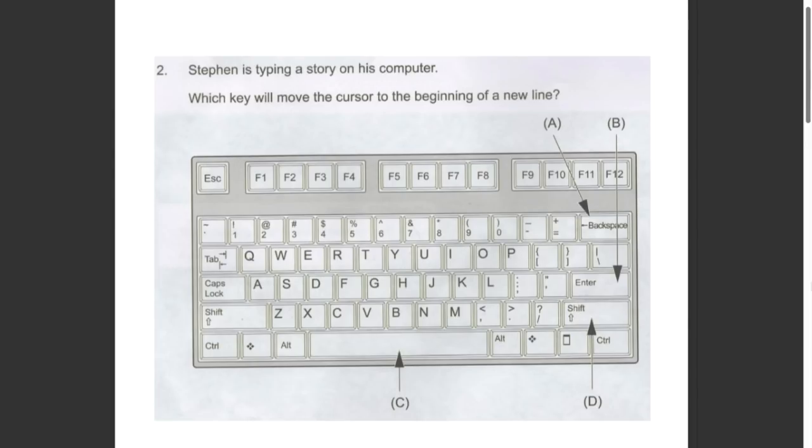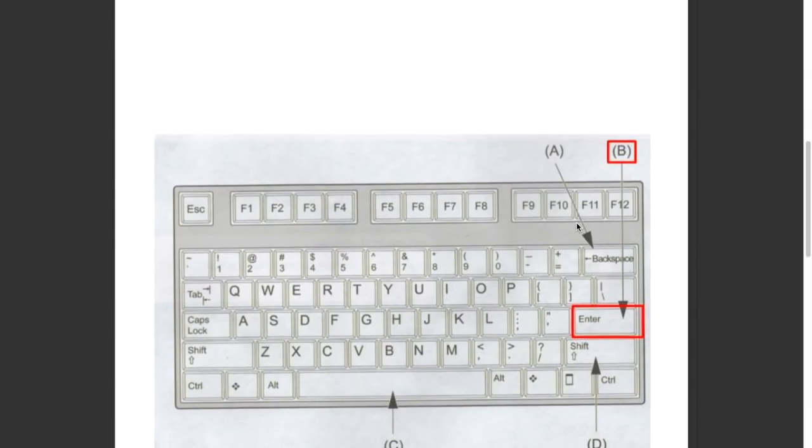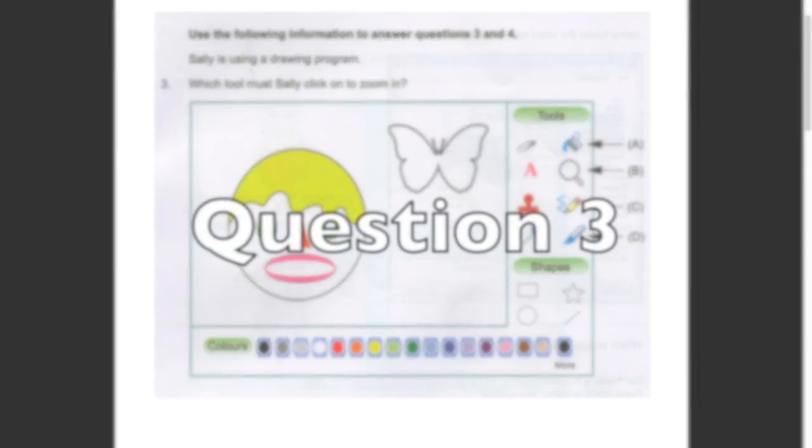Okay, so this question asks us which key will move the cursor to the beginning of a new line. So let's move to the explanation. Option A, backspace, moves the cursor backwards, deleting the previous character. Option B, enter, will move the cursor to a new line. Option C, spacebar, will move the cursor forward. Option D, shift, will go to the upper character of the key which has 2 letters. So the answer has to be B.